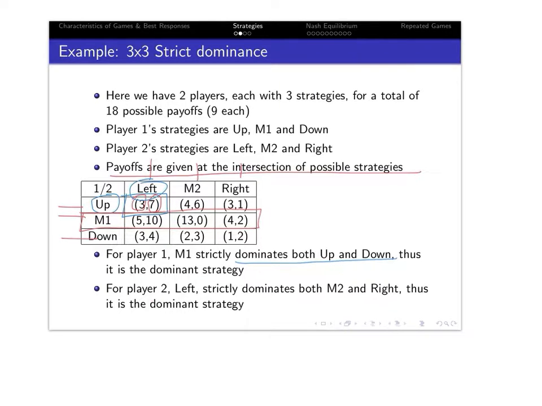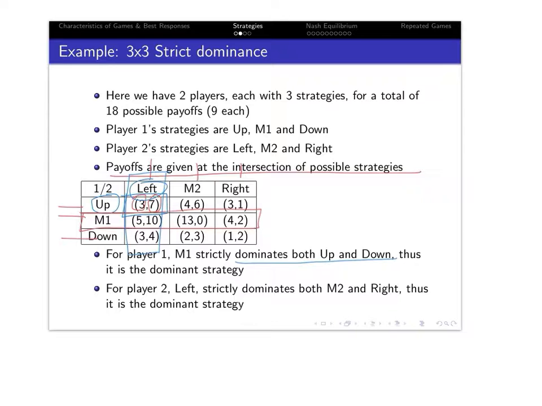So for player 2, left strictly dominates M2 and right. So let's look at that. If we look at player 2, we're looking at player 2's left strategy now. So say player 1 is playing up. Locking it in this way, we're now locking in player 1's action, so we're only looking at this row. Player 2 can get 7, can get 6, or can get 1. Clearly 7 is the highest, so left is the dominant strategy. Left is dominating M2 and right.